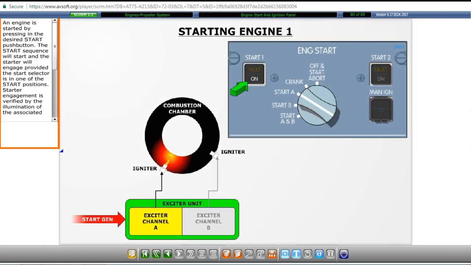An engine is started by pressing in the desired start push button. The start sequence will start and the starter will engage provided the start selector is in one of the start positions. Starter engagement is verified by the illumination of the associated ON caption in the push button. Pressing the start push button when crank is selected will crank the engine.